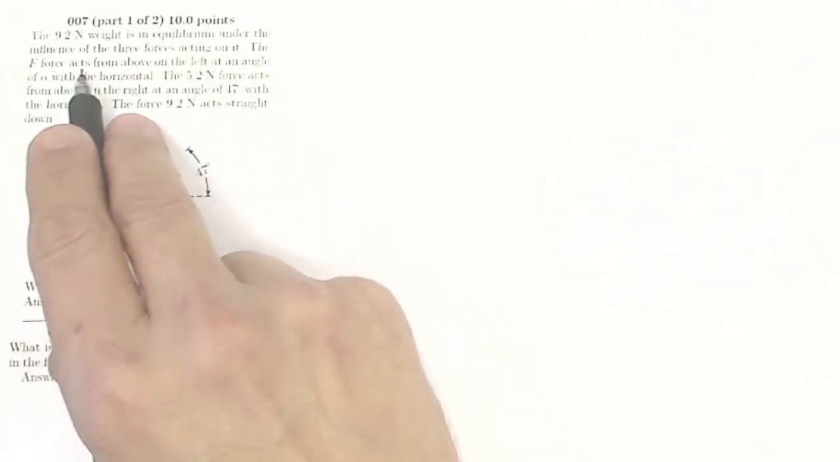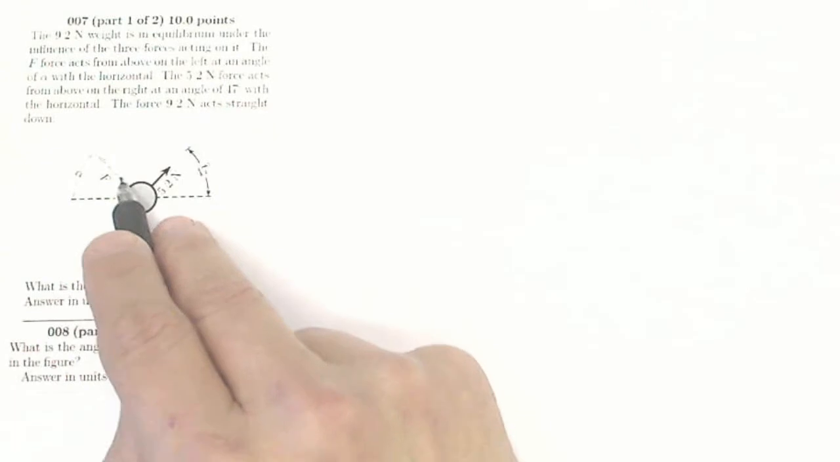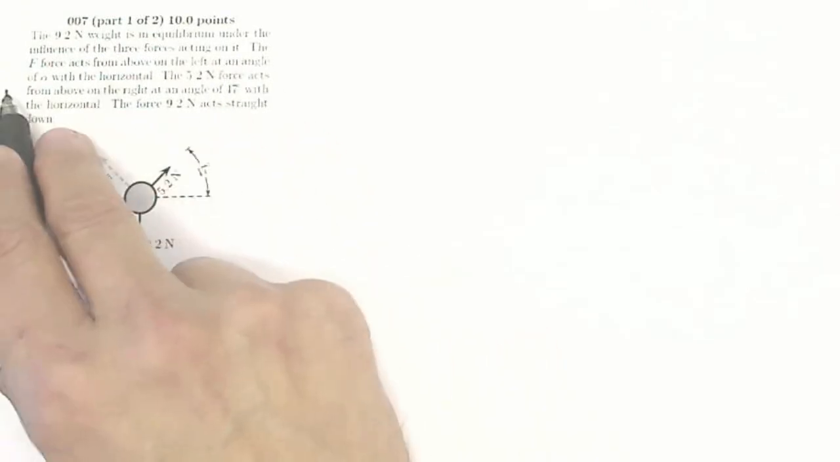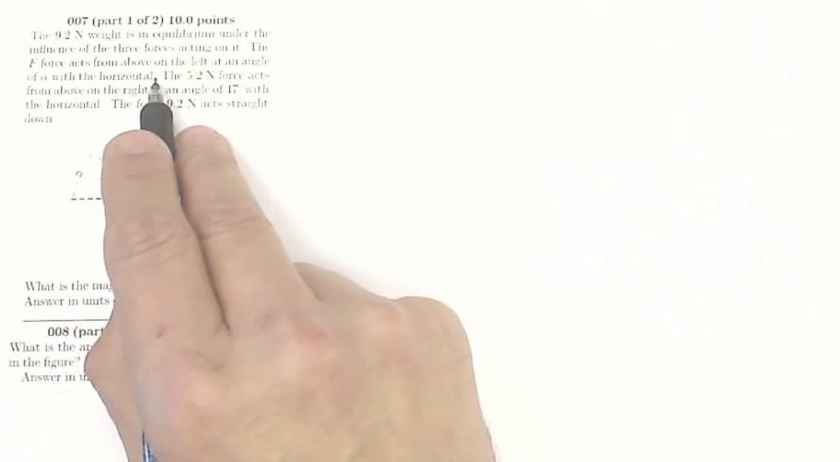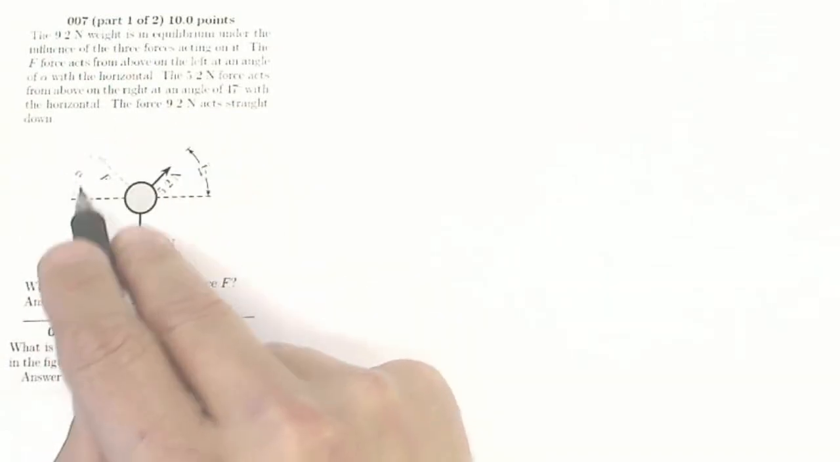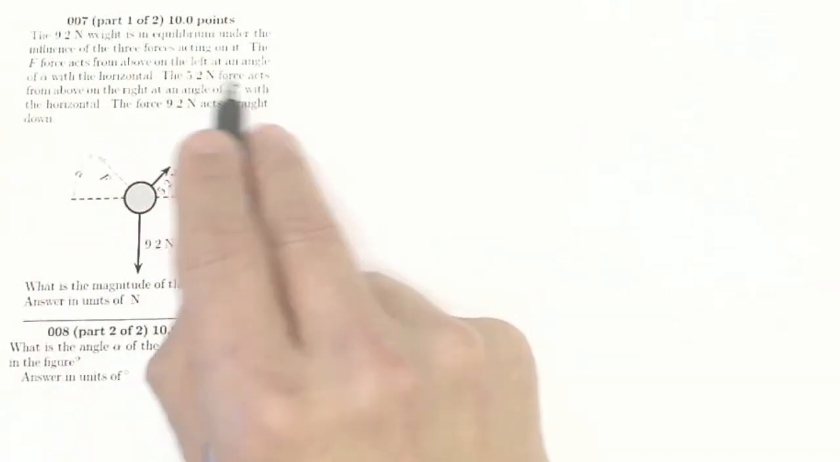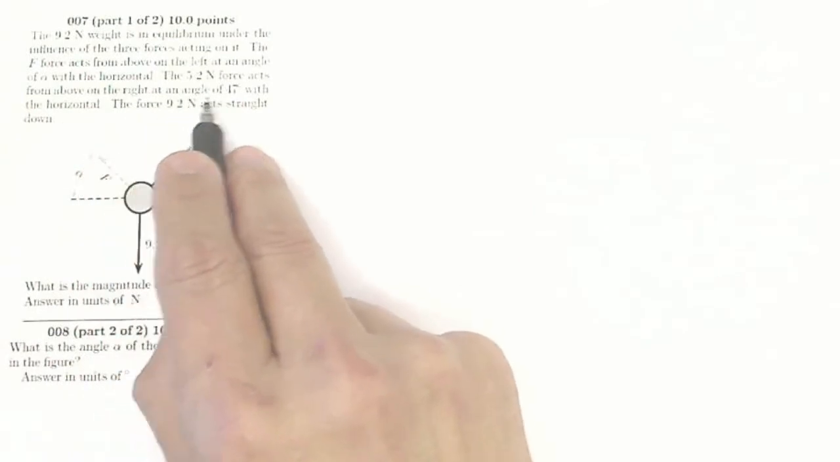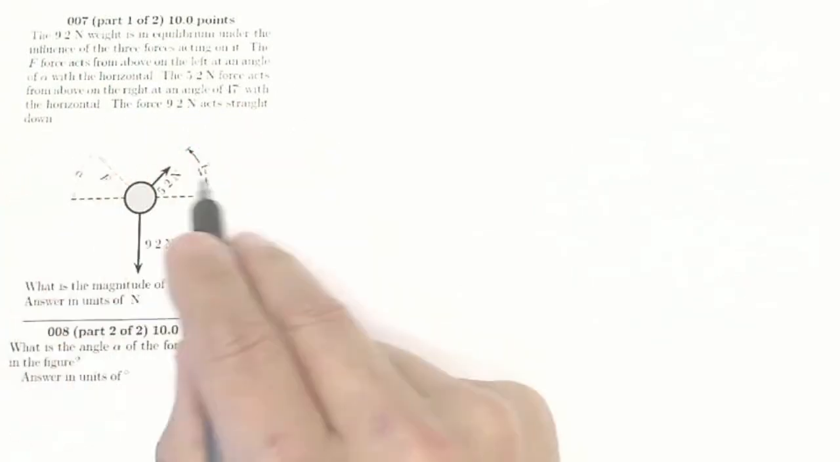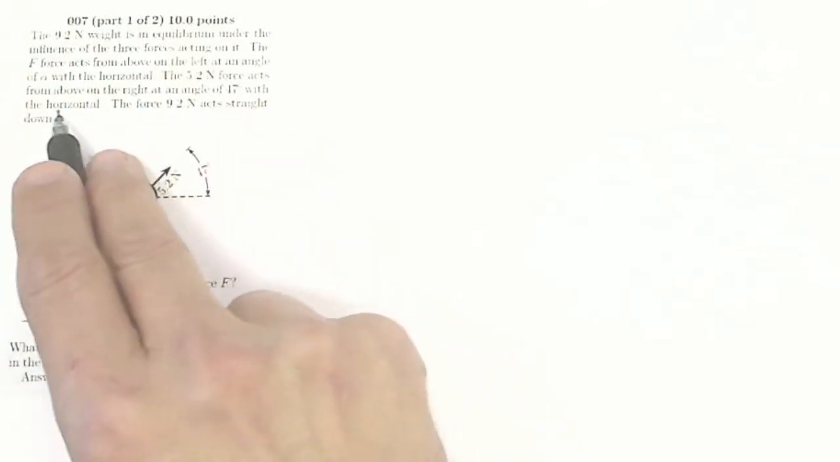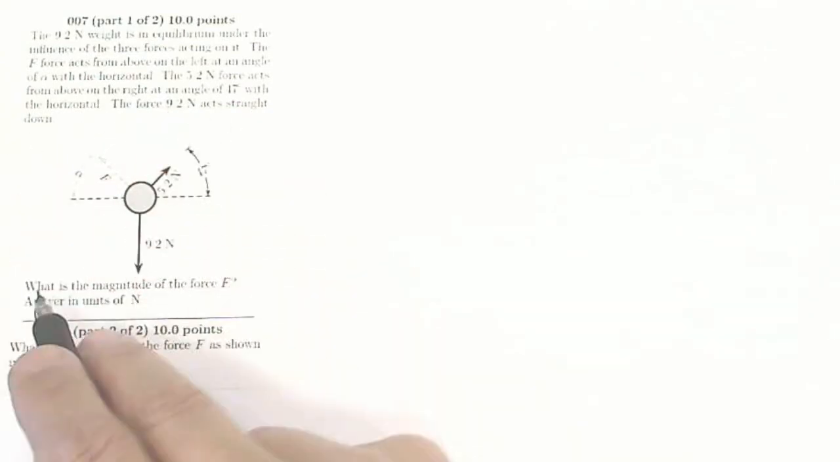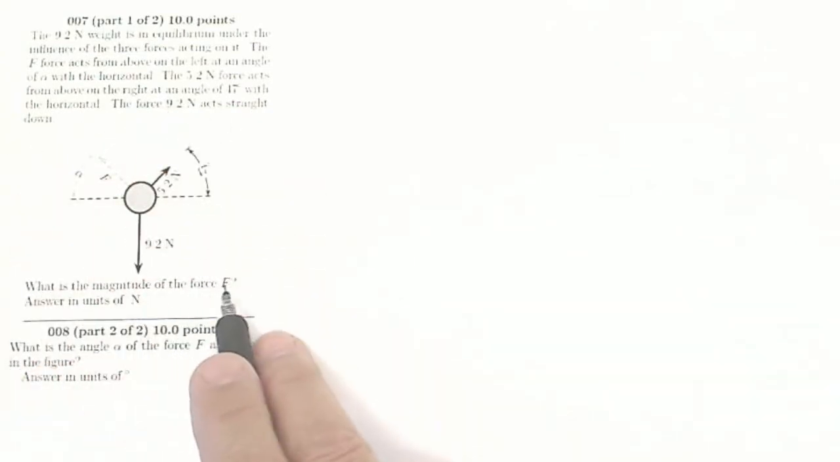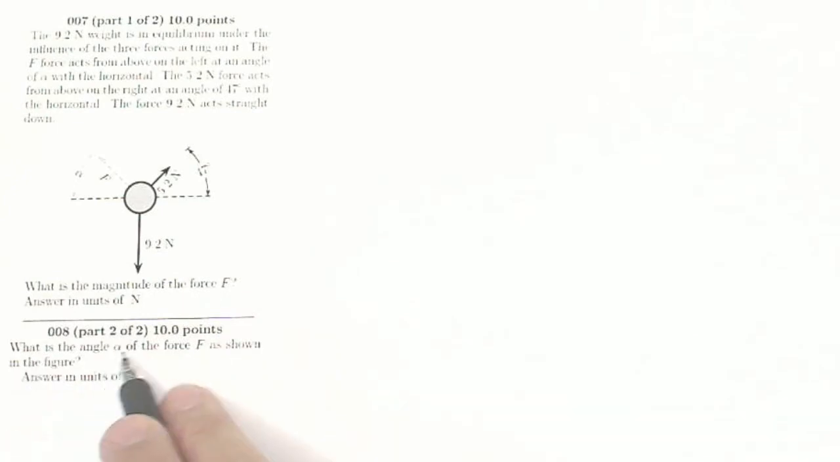The F force acts from above on the left, that's this one, at an angle of alpha. Hey look, it's not beta, that's great. At an angle of alpha with the horizontal. So there's that force in that angle. The 5.2 Newton force acts from above on the right at an angle of 47 degrees with the horizontal, so that's this one. The force 9.2 newtons acts straight down. What is the magnitude of the force F? And then what is the angle of the force F as shown in the figure?